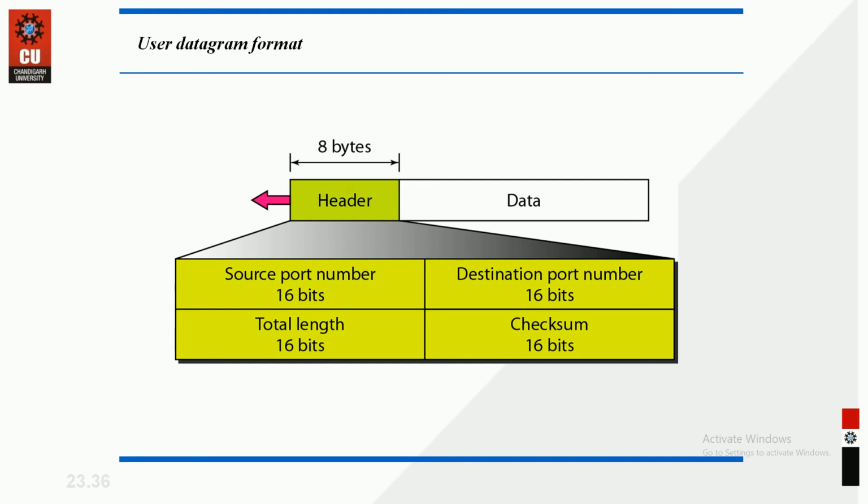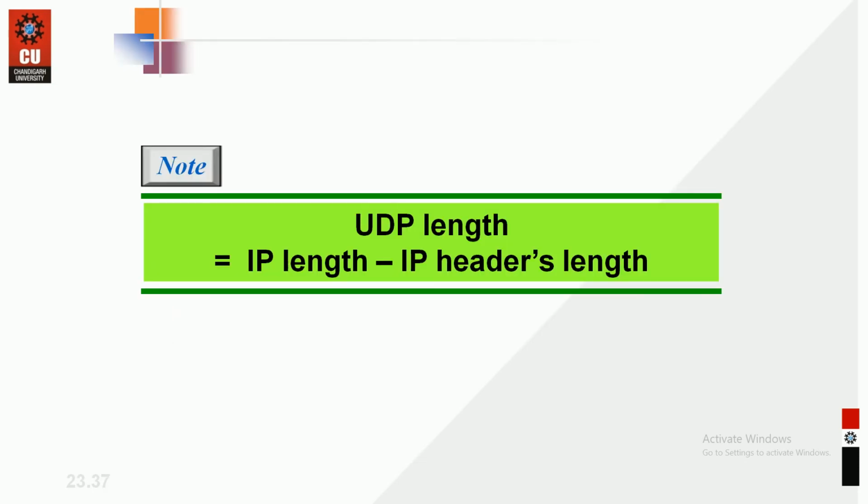Now checksum. Checksum is a technique used to generate a redundant number of bits. That redundant number of bits is used to detect errors when the packet reaches the destination. With the help of the checksum bits, it checks whether there is an error in the packet or not. If it is error free, then it is accepted, otherwise it is rejected.